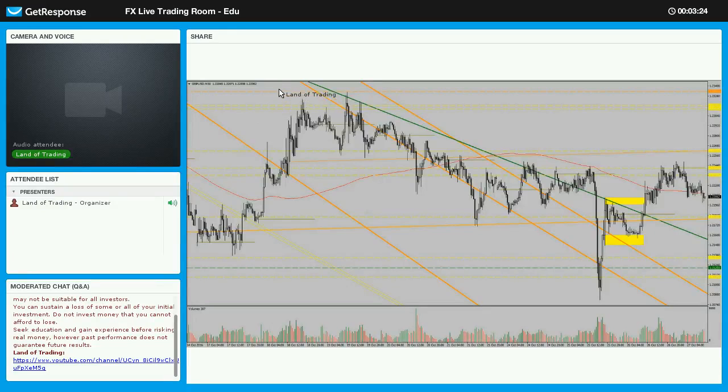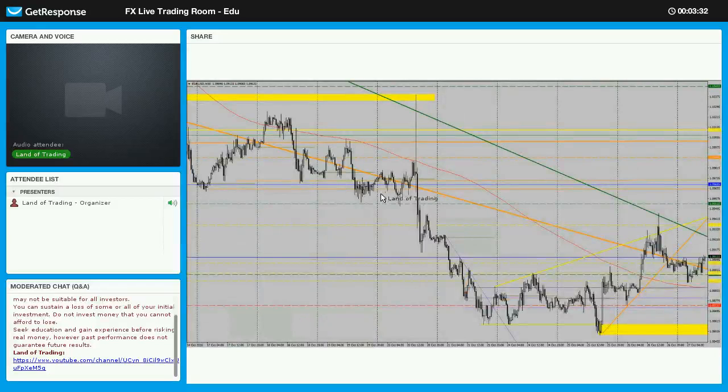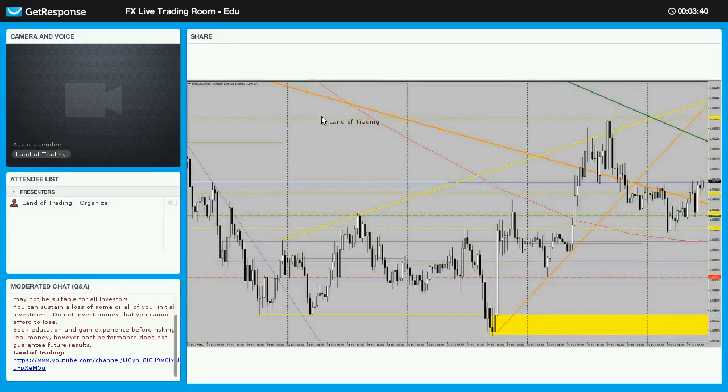Let me briefly remind you what's going on. Generally speaking, that's going to be better visible on the euro-dollar chart. Guys, can you see the euro-dollar chart? It looks like something is frozen on my side. Okay.